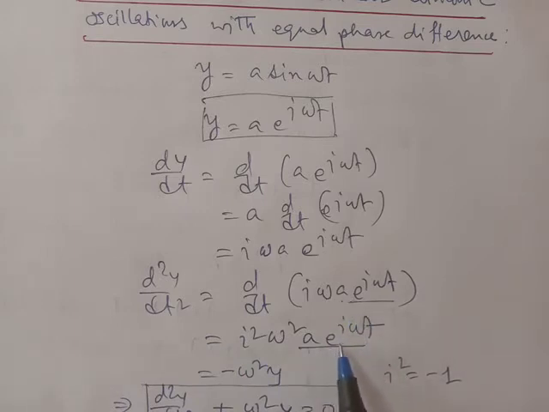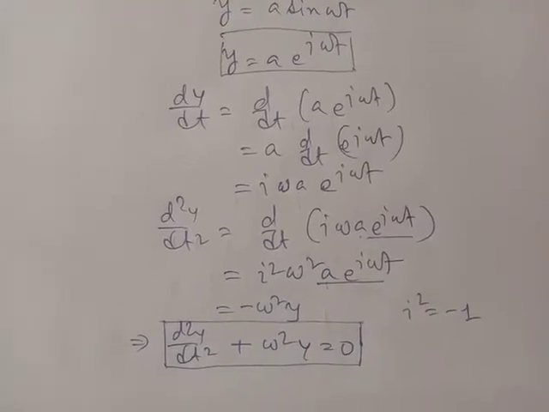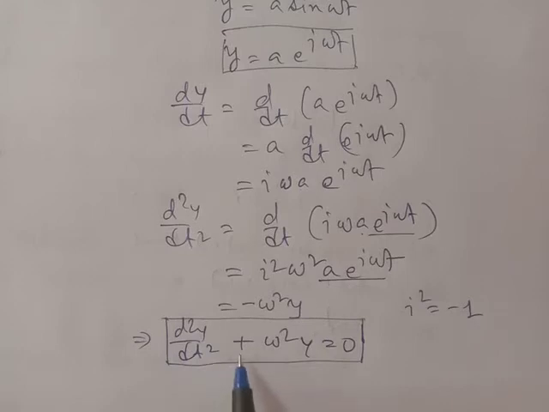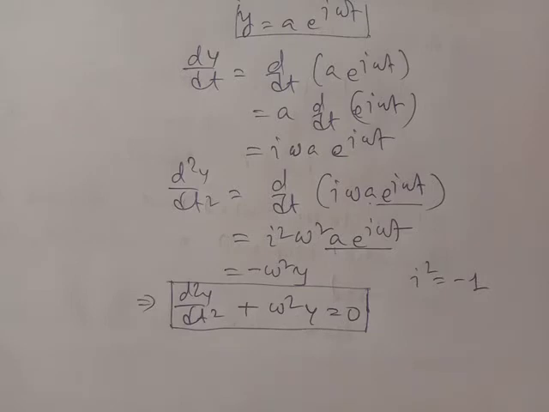So a e to the i omega t is equal to what? y. So this is minus omega square y, because i square is equal to minus 1, already we know. So this implies d2y/dt2 plus omega square y is equal to 0, which represents the differential equation of a simple harmonic motion. So we can say that y is equal to a e to the i omega t represents the displacement equation for a SHM. Now let us come to our topic.